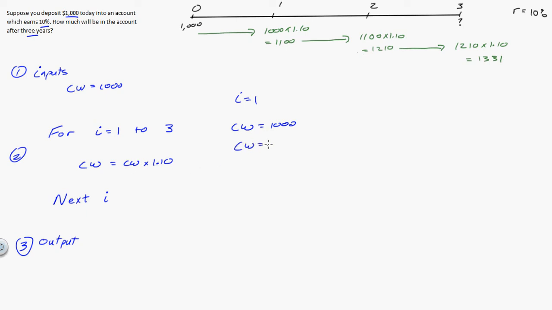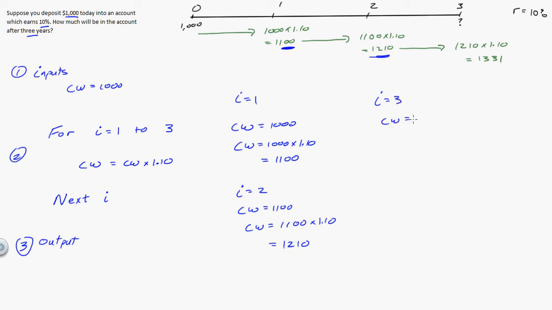So now CW is equal to 1,000 times 1.1, which means it's equal to 1,100. So that's the step right here. Now I is equal to 2. This is like the second year. So CW is currently equal to 1,100. The program knows that. And it says CW shall be equal to what CW currently is, 1,100 times 1.1. That's equal to $1,210. And that's the step right here. So it's gone I is equal to 1, it does the calculation. Next I, it goes back to this and says I is now equal to 2. Okay, I can do that. Next step, we've done the step I is equal to 2. Next I, go back here, I is equal to 3.